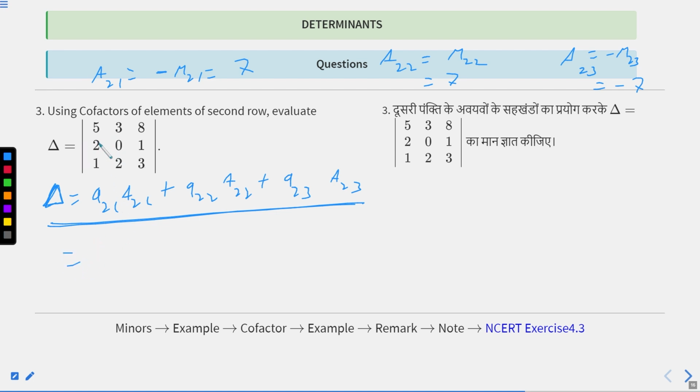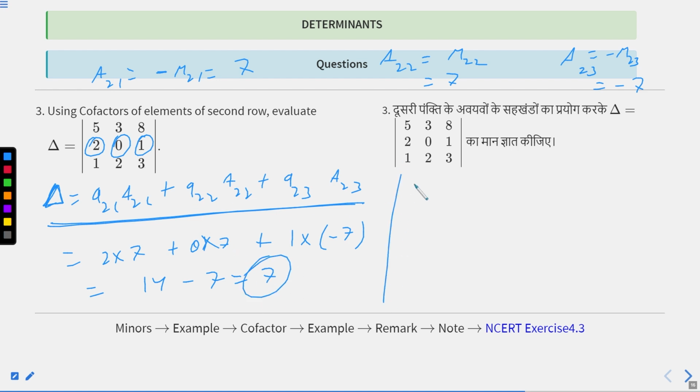Now A21 entry is 2, so 2 multiplied with 7, plus 2 multiplied with A22. So A22 entry is 0, so 0 multiplied with whatever we got here, which is 7. So plus A23 entry is this 1 multiplied with A23, which is minus 7. So this will be, as you can see, 14 minus 7. The determinant will be 7. Let us verify also.